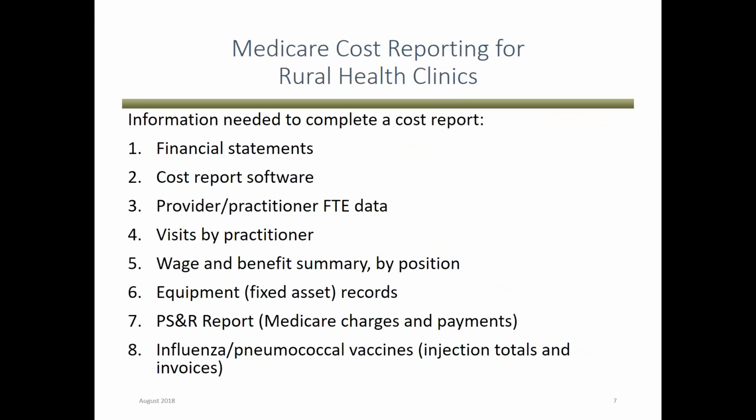A provider summary and reimbursement report, which identifies all of the Medicare charges, payments, and encounters, is used to reconcile the costs against the payments. This PS&R report is obtained by the rural health clinic directly from the Medicare contractor and includes a summary of all of the Medicare claims paid for dates of service that occurred during the cost reporting period.